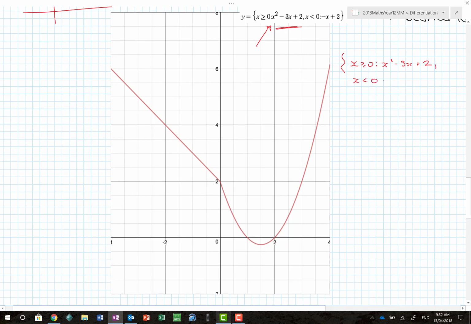x is less than 0. So you're actually putting the limits first. You're putting the domains first, and then you're putting the function in curly brackets. Just awesome.